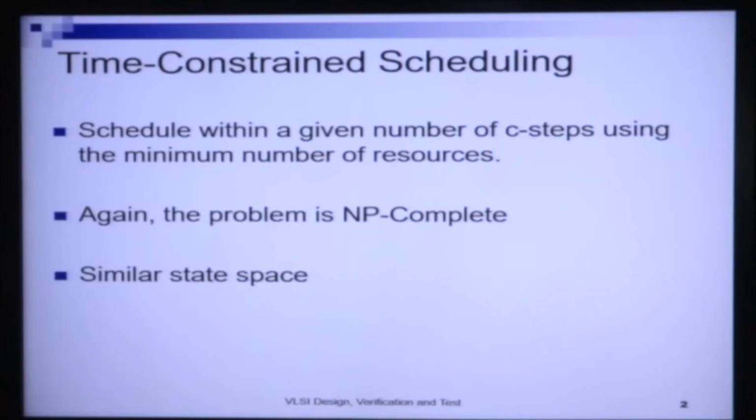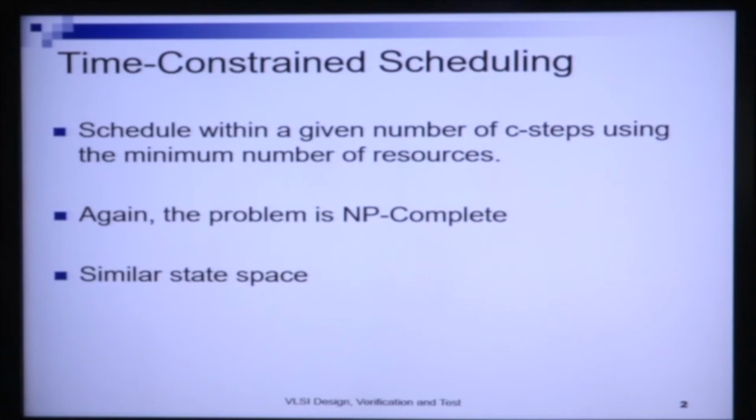In today's lecture, we will look at time constraint scheduling. Time constraint scheduling is the problem of allocating C steps to operations using a minimum number of resources given a latency constraint. We must complete the scheduling within a given number of C steps, and with that upper bound on the number of C steps, I must try to minimize the amount of resources that I will use.